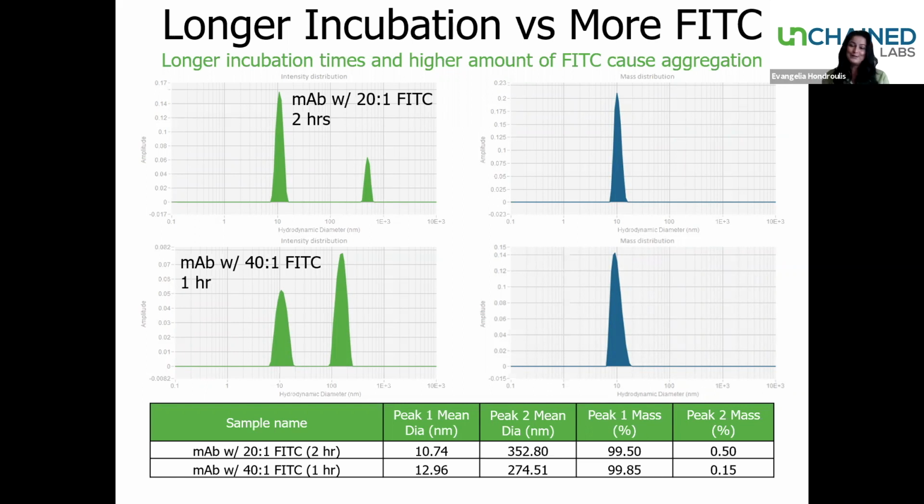However, when we look at the increase in Fitzy to antibody, and we saw that percent recovery go down all the way to 77%, that's a little bit more concerning. So in our case, we decided to choose the longer incubation time, which gave us the best degree of labeling for this antibody without sacrificing too much of the antibody integrity.